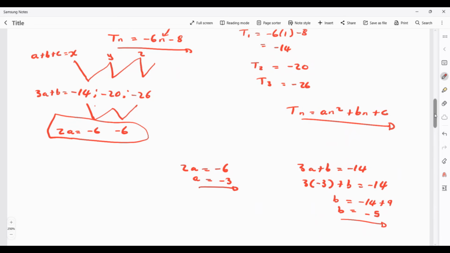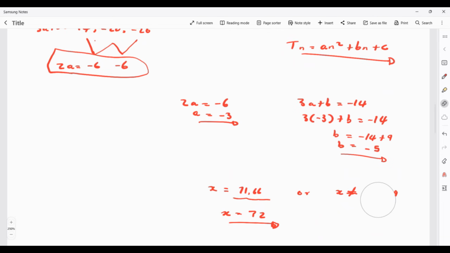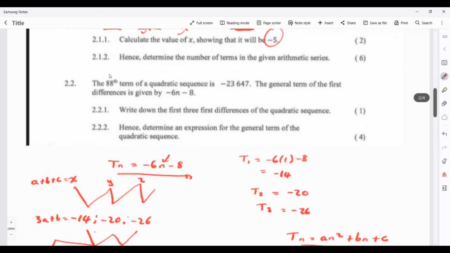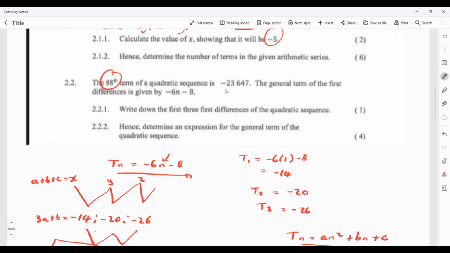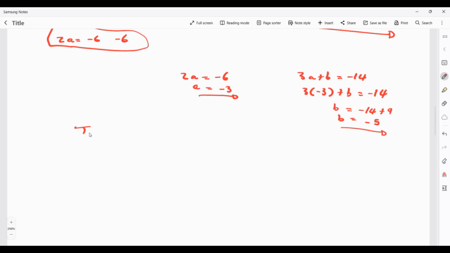So after you have got your b, what is it that you're going to do to get your c? It's simple. They told you the 88th term is this one, so you're going to use that information. You have T88, but your general form is, let me first write the general equation. Tn is equal to an squared plus bn plus c.